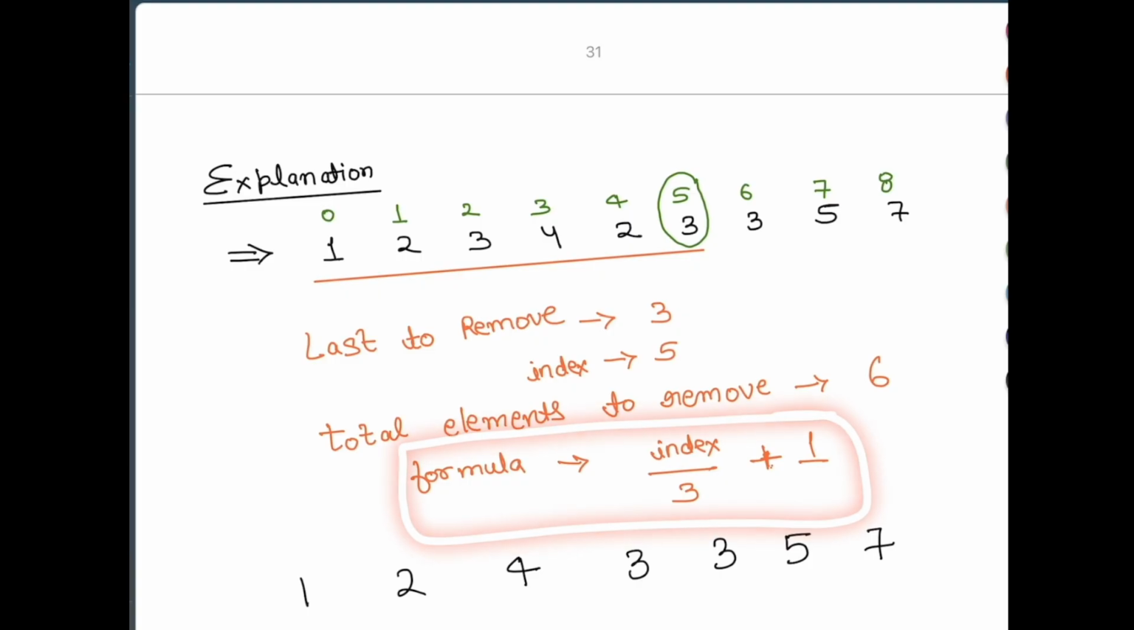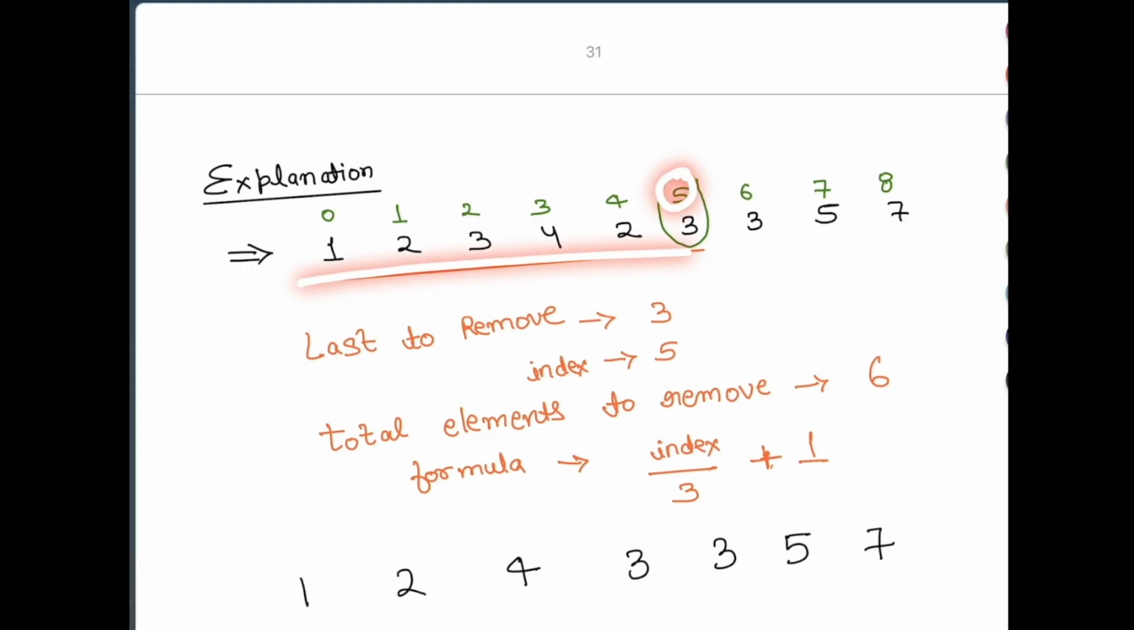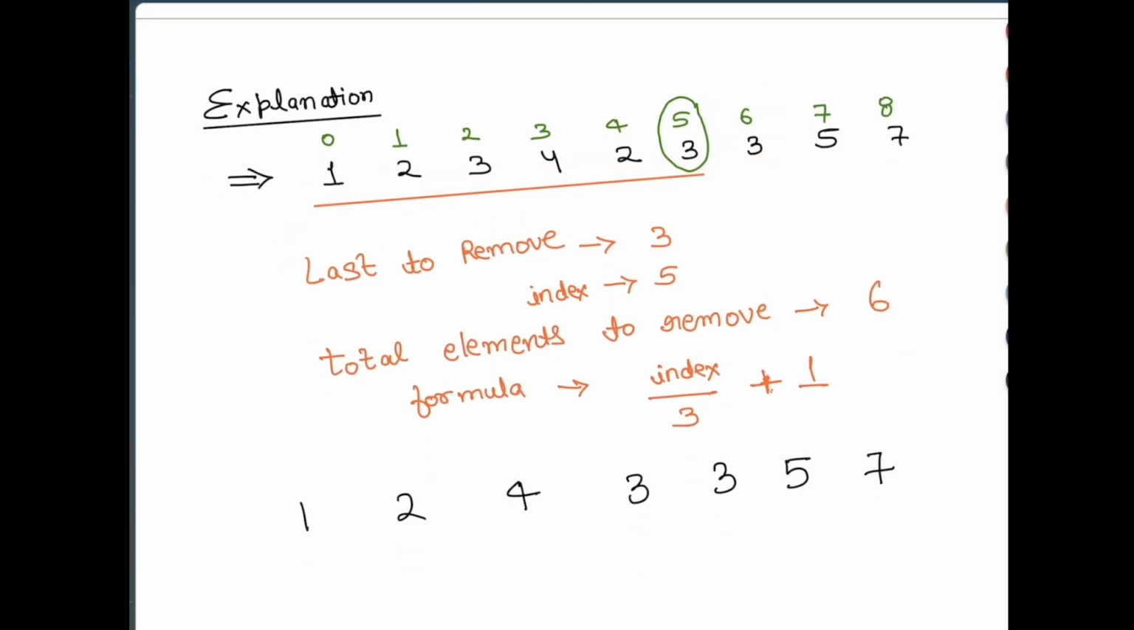How can you say that? Because the index represents one element less than the total number of elements, right? So if the index is 5, the total number of elements to remove is 6, right? If the index is 6, the total number of elements you need to remove is 7, right? So you have to divide your index by 3, and then you will have to add this 1 as well, okay? So this will be the total number of operations which you will need to perform to get your output.